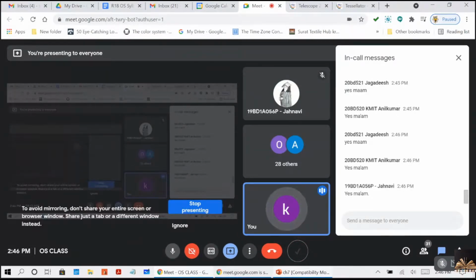Now, here I want to discuss some points. If there is no safe sequence, then we can say the system is unsafe. If we cannot allocate the resources in a safe sequence, you can say that the system is in an unsafe state. So I want to discuss some points here. A safe state is not a deadlock state, and a deadlock state is an unsafe state.